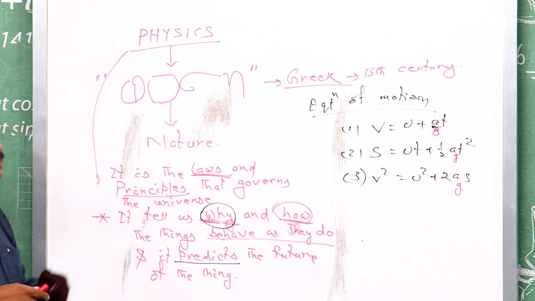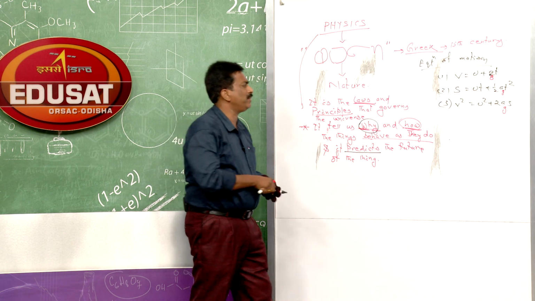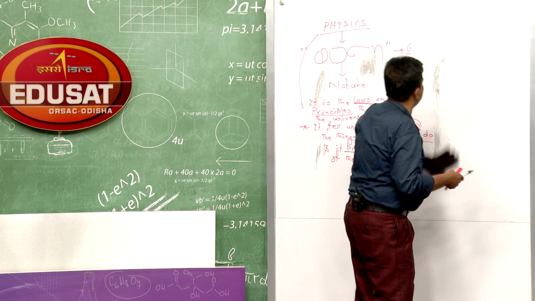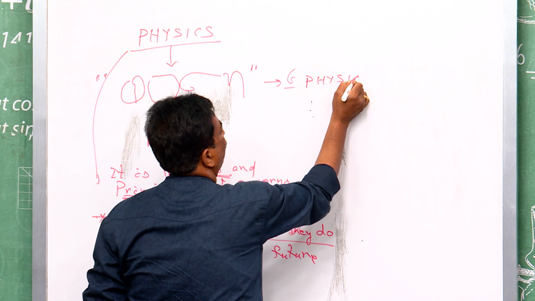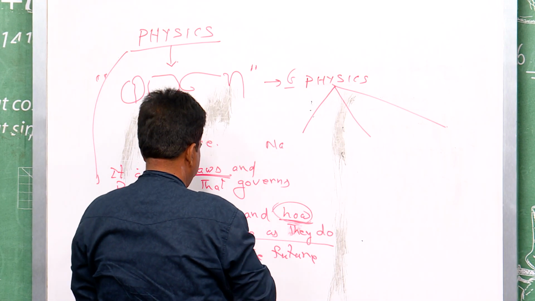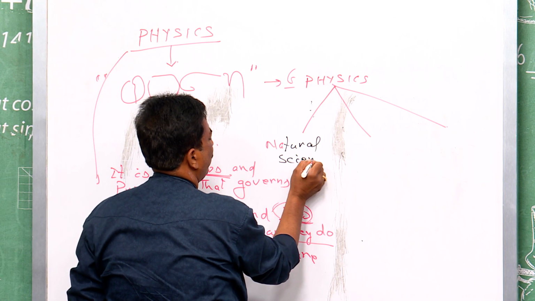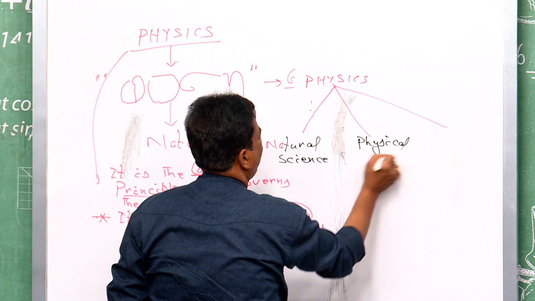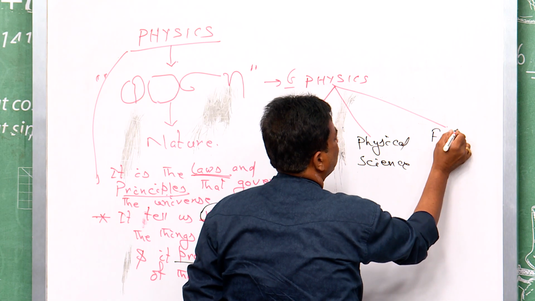So these are the definitions behind physics, and excluding this definition, some other definitions are also there. So what are those other definitions? Physics is a natural science, or physics is a physical science, or physics is a fundamental science.